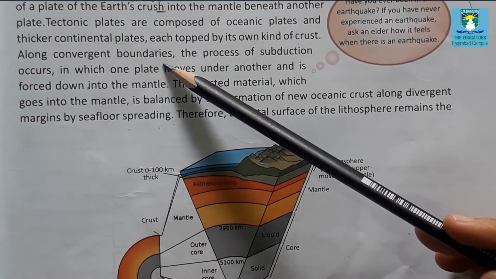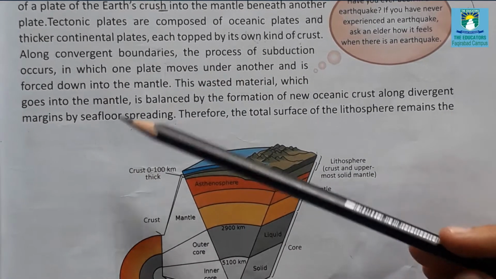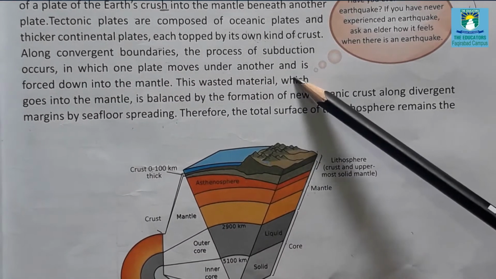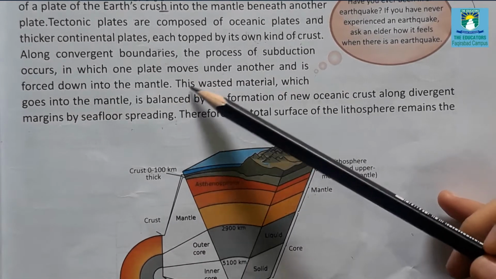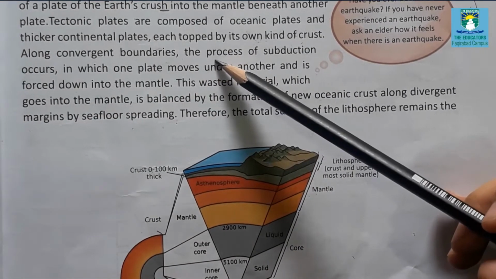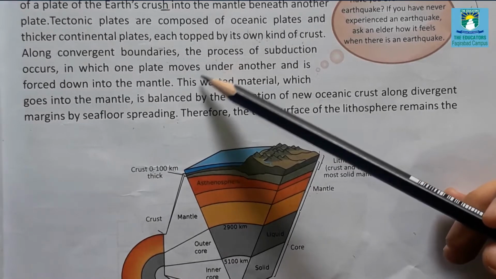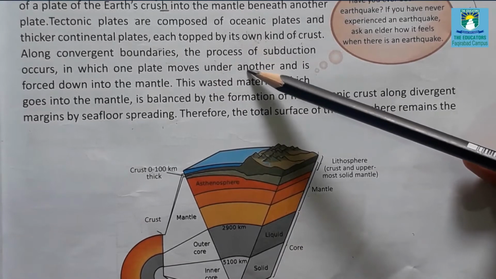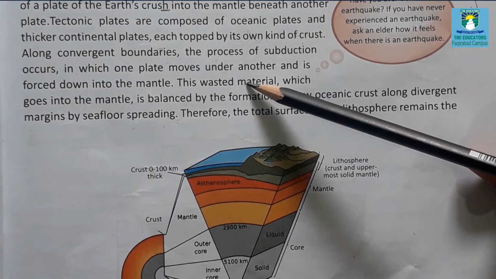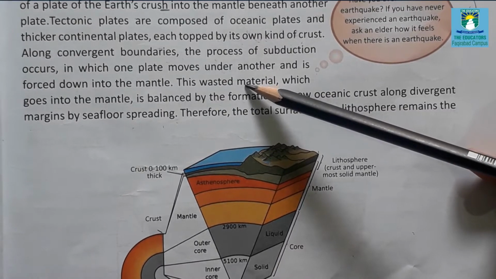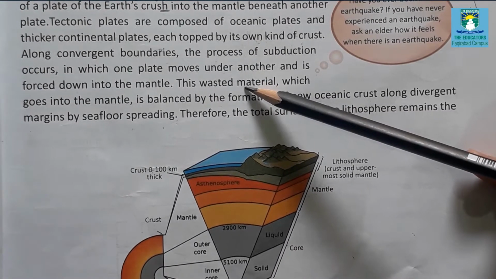Along convergent boundaries, the process of subduction occurs, in which one plate moves under another and is forced down into the mantle. It means that when the convergent process occurs, when plates move into one another, one plate moves under another plate and is forced down into the mantle. For example, the first plate is crust, so it goes into the mantle.